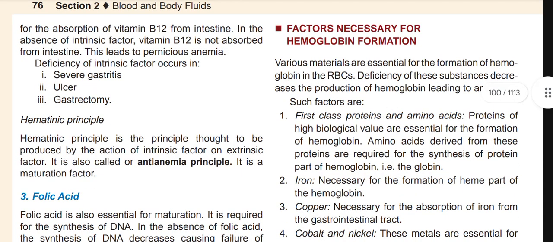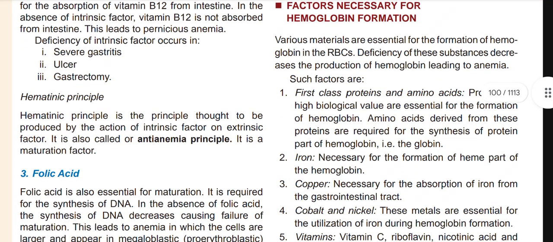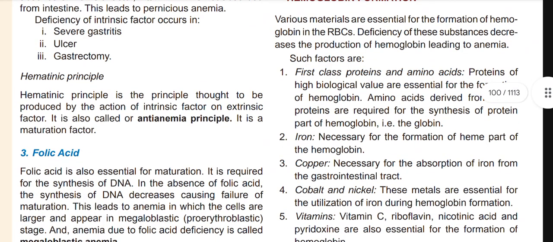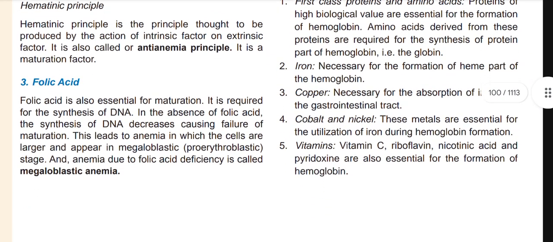Factors necessary for hemoglobin formation. Various materials are essential for the formation of hemoglobin in the RBCs. Deficiency of these substances decreases the production of hemoglobin, leading to anemia. Such factors are first-class proteins and amino acids. Proteins of high biological value are essential for the formation of hemoglobin. Amino acids derived from these proteins are required for the synthesis of the protein part of hemoglobin, i.e., the globin.